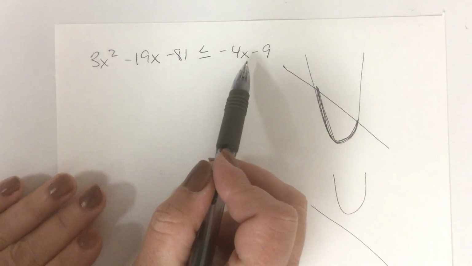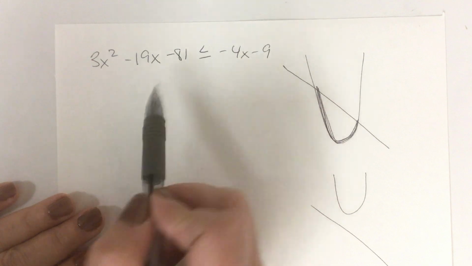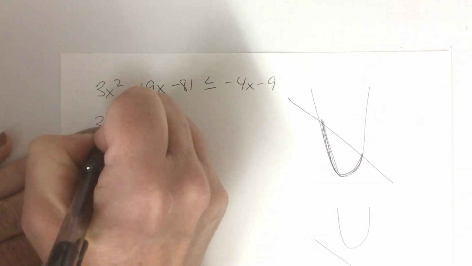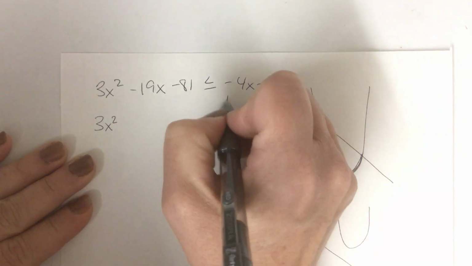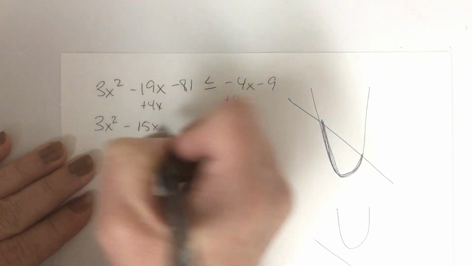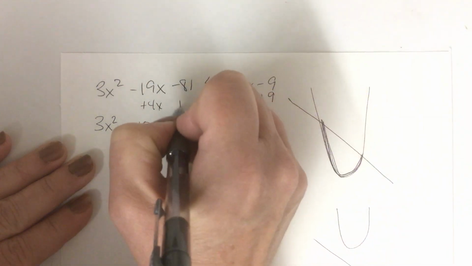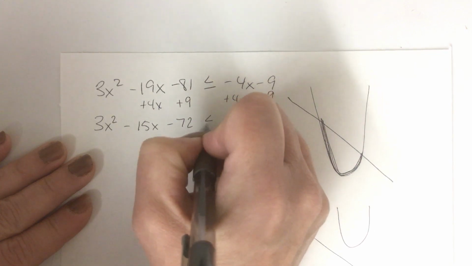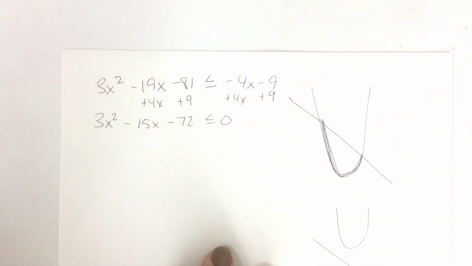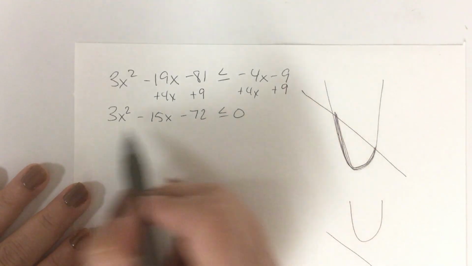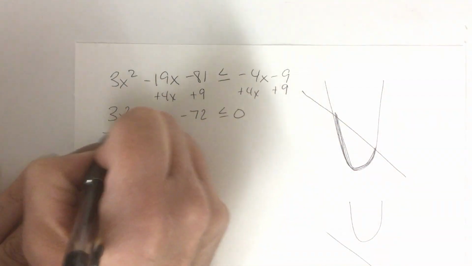But in order to do that, we've got to move this over and set it equal to 0. You always set it equal to 0. So I've got 3x squared, and then I'm going to add 4x to both sides. So I have negative 15x, and then plus 9, so negative 72 is less than or equal to 0. Okay? At this point, I would divide by 3, because 3 goes into all of those.